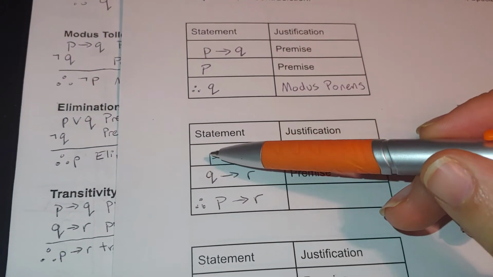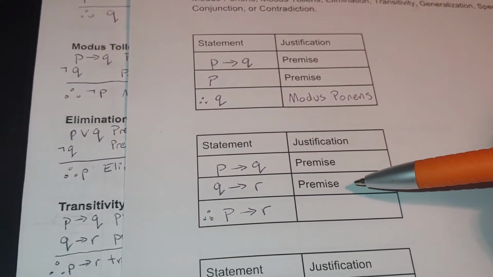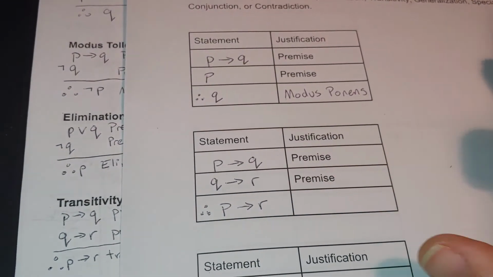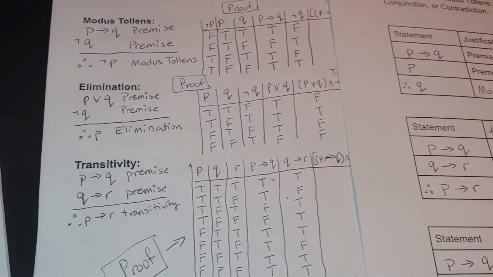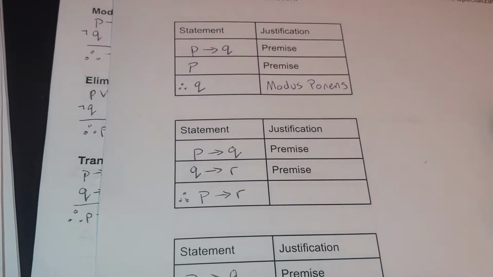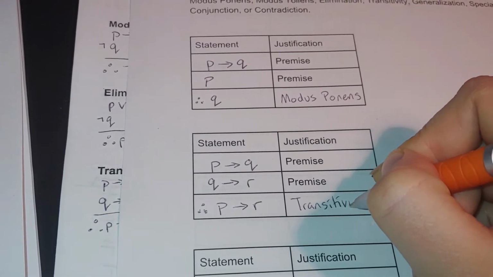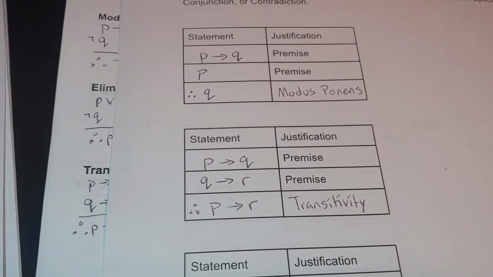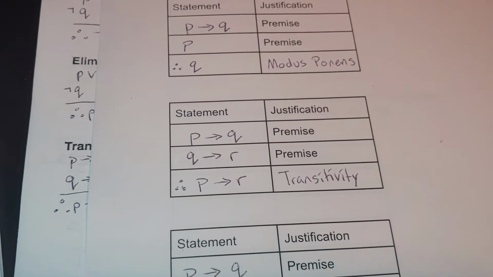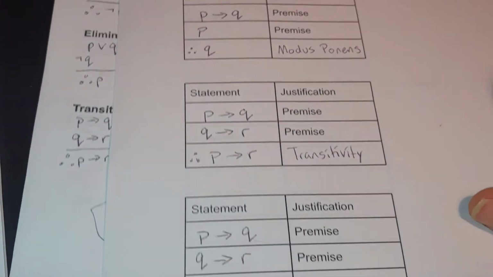All right. Next, if P is true, then Q is true. That's a premise. If Q is true, then R is true. That's a premise. Therefore, if P is true, then R is true. Well, that is the law of transitivity that we saw with the proof there in our notes. So we just write transitivity because that is our justification for making the claim that if P is true, then R is true, as long as these two premises are also true.